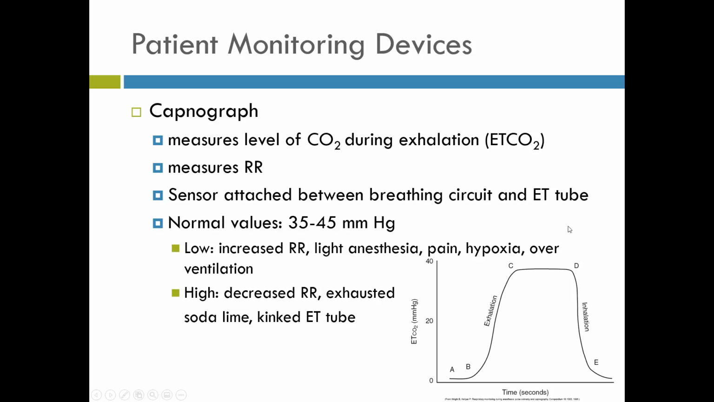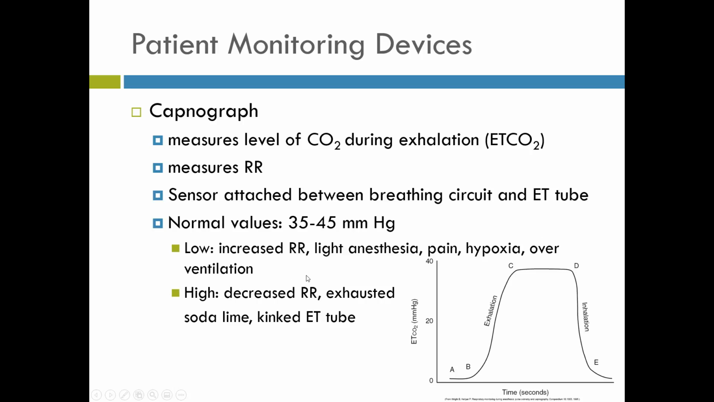The capnograph measures the level of carbon dioxide during exhalation. So this also is in conjunction with end-tidal CO2. This can also secondary measure respiration rate. The sensor is attached between the breathing circuit and the endotracheal tube. That's where it must be placed. The normal values are going to be 35 to 45 millimeters of mercury. So that's our parameters right there. Low means increased respiration, light anesthesia, pain, hypoxia, or overventilation.